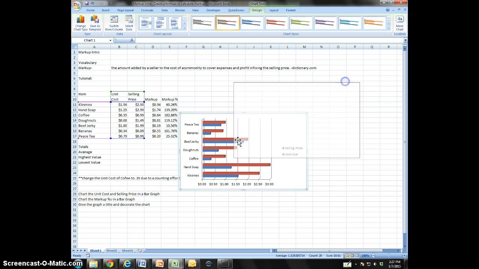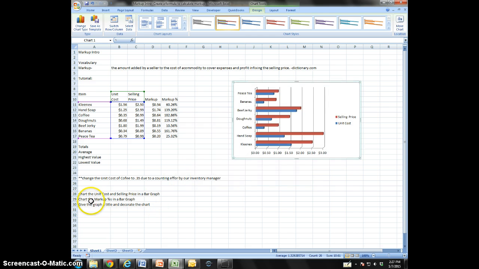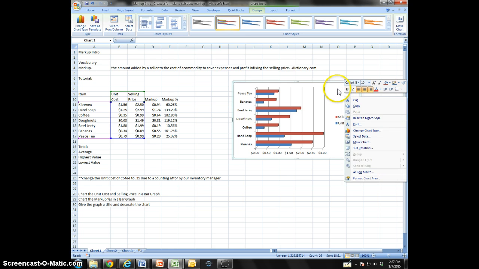So that worked out. Then you're going to chart the markup percentages in the bar graph, and you're going to give the graph a title and decorate the chart. So have the contrast in the chart area and the plot area so that it has a good look to it.